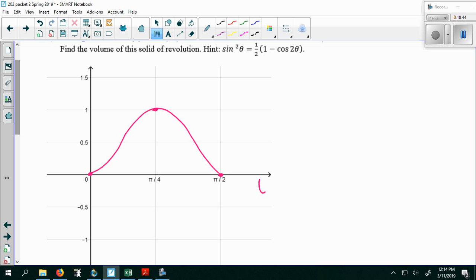And I'm going to rotate that about the x-axis. So I'm going to draw a representative rectangle. Pick a random spot along the x-axis. We'll call that x sub i. And I'm going to draw a rectangle. Rotate that about the x-axis. It's going to sweep out a disk that has some width delta x. And the radius is just the height of this rectangle, which is sine of 2x sub i.